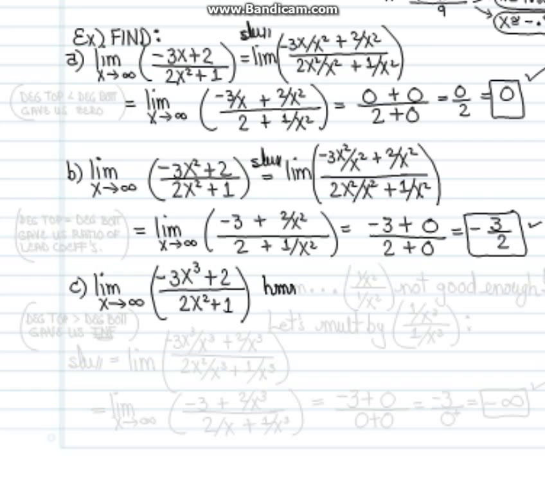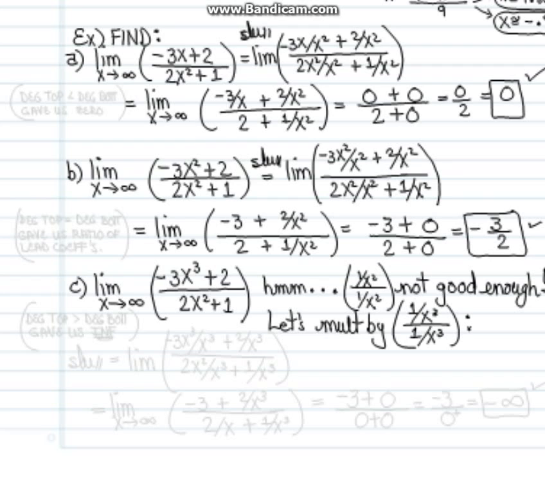And the last one, part C, if we divided the top and the bottom by x squared, that wouldn't be good enough. That wouldn't help us. So we're going to divide or multiply the top and the bottom by 1 over x to the third. That's the highest power of x in the entire rational function. And let's see if that gives us something that's helpful. Anything to avoid infinity over infinity.